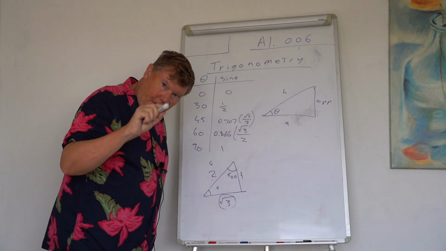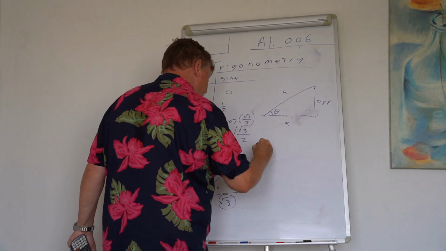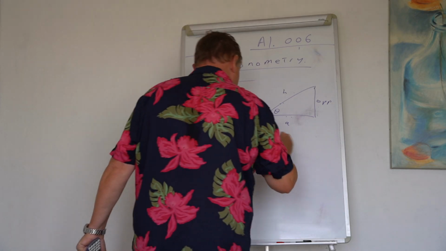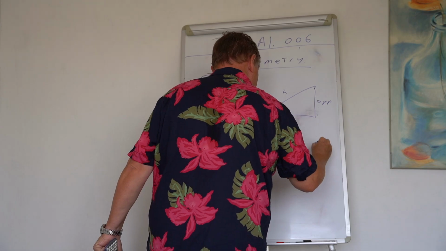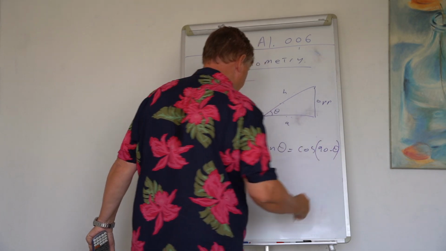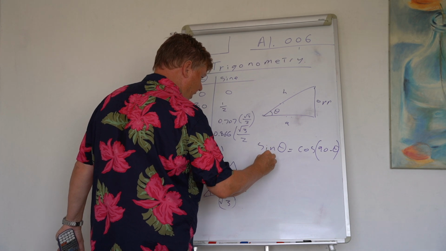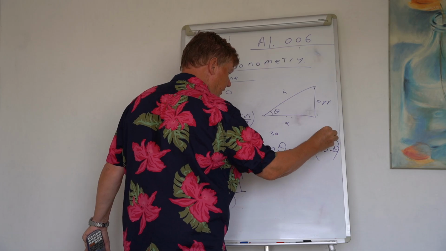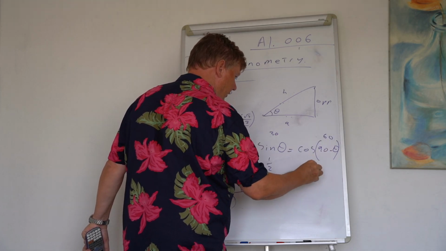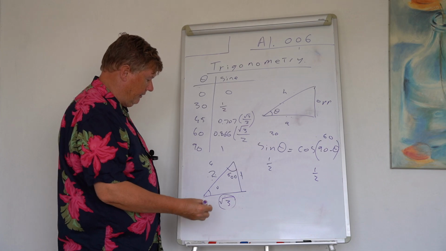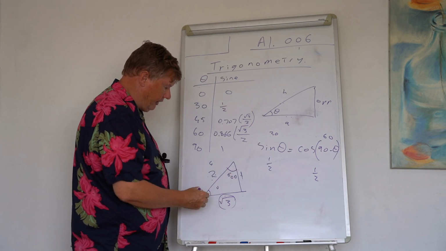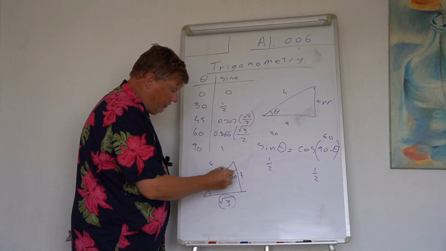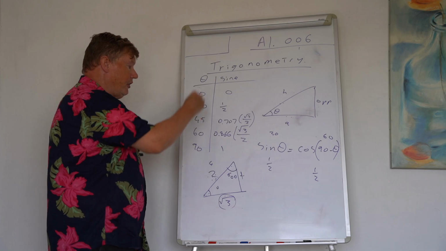One of the laws that you're supposed to know by now is that the sine of an angle is the same as the cosine of 90 minus theta. What does that mean? So sine of 30 degrees is a half. 90 minus 30 is 60, so the cosine of 60 is also a half. Because if you look at this triangle down here, that's 30 degrees, that's 60 degrees. The cosine here would be 1 divided by 2, which is a half. So I don't have to do any more work.